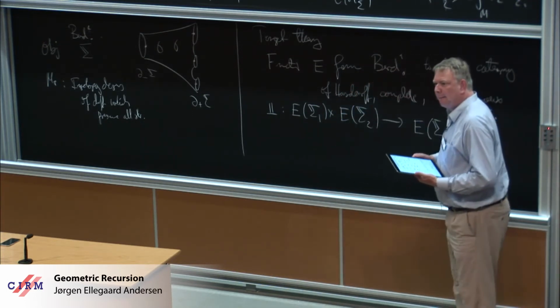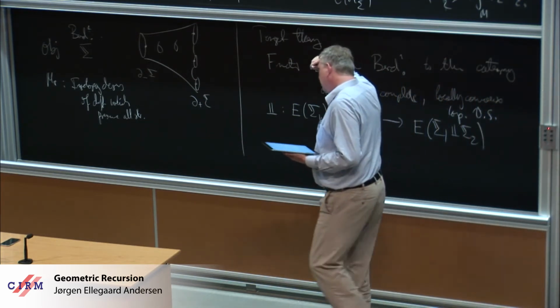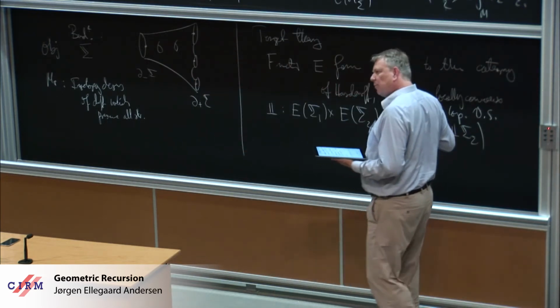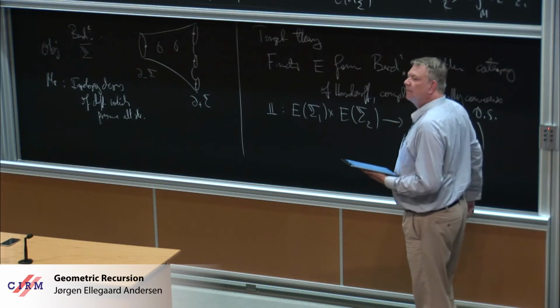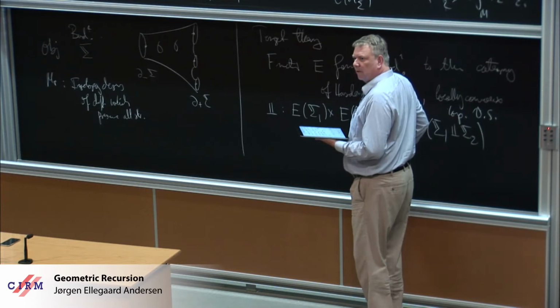You said functor, so... Yes? So what are morphisms on the left? Isomorphisms? Isotopic classes of diffeomorphisms which preserve all structure. So they need to go to linear maps on this side, which are continuous with respect to the topology.